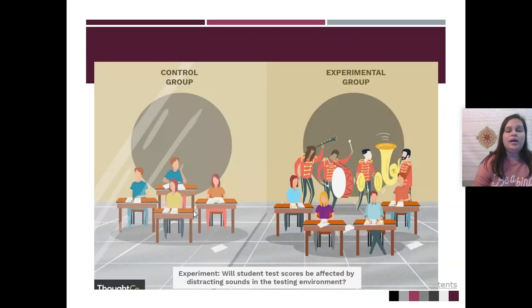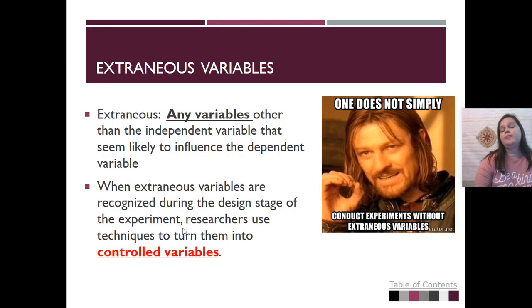Another example: will student test scores be affected by distracting sounds in the testing environment? Our control group is going to be in a normal, quiet testing environment. Our experimental group is going to be in the loud environment. You could say that our independent variable here is noise, or in this case, it looks like part of a marching band. And our dependent variable would be how well they do on the test, or their test scores. Our goal is to eliminate any other possible variables so we can say it was our independent variable that caused the change in behavior, or that caused the dependent variable.